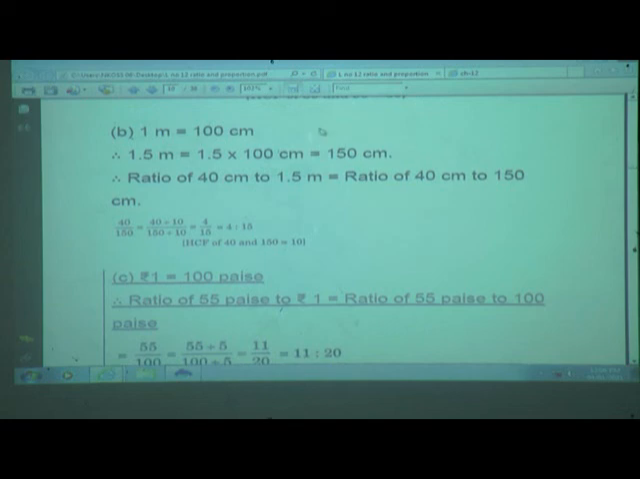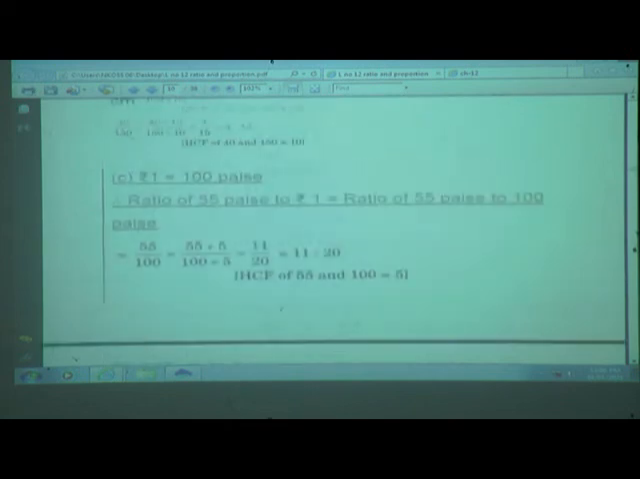Next example, 1 meter is equal to 100 centimeter. Again it needs to be converted. 1.5 meter is equal to 1.5 into 100, that is 150 centimeter. Ratio of 40 centimeter to 1.5 meter, that is 40 centimeter to 150 centimeter. We got 40 upon 150. 4 upon 15 is the ratio. 4:15 is the ratio.